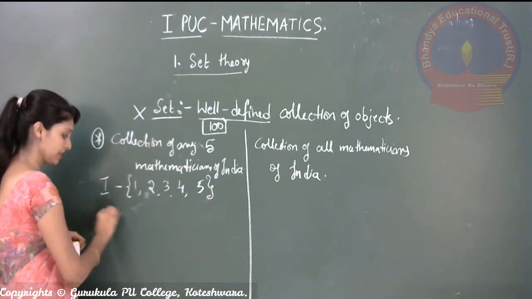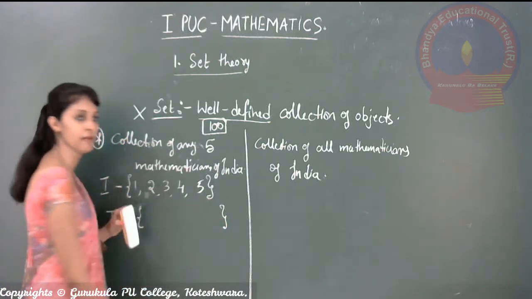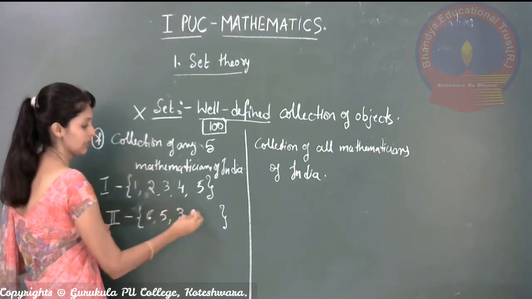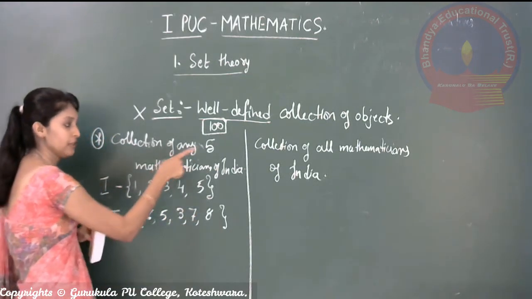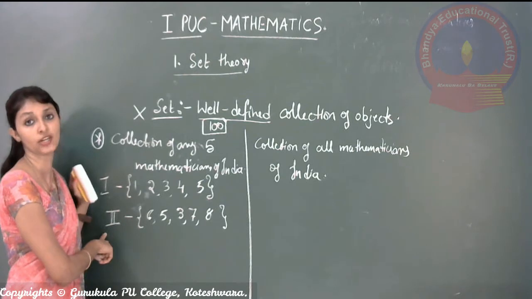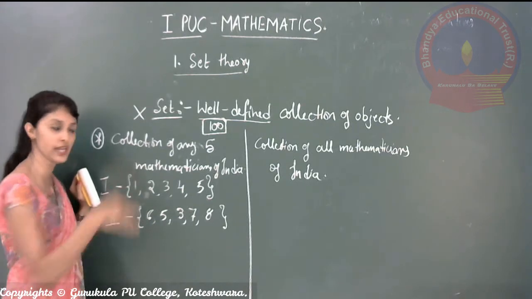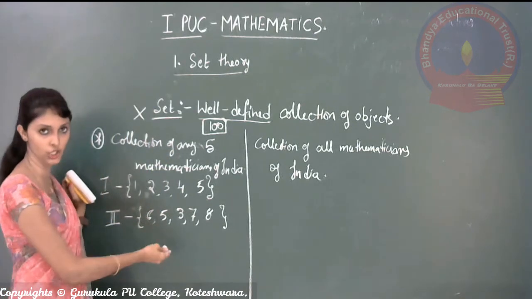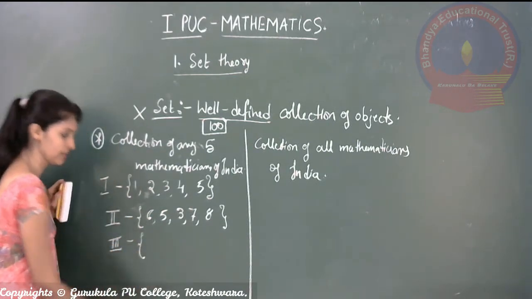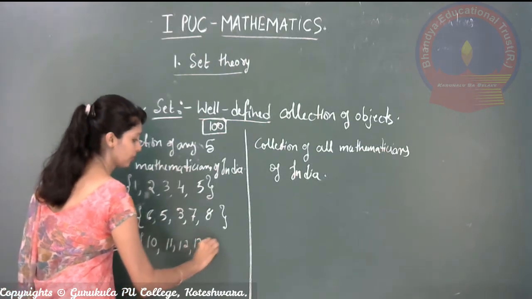Then if I ask another friend, then she or he can list the mathematicians naming 6, 5, 3, 7, 8. Here any 5 among 100, he or she is supposed to tell any 5 mathematicians. It is needless for them to say all the mathematicians. So if I ask the next person, he or she can tell me 10, 11, 12, 13, 14, 15.